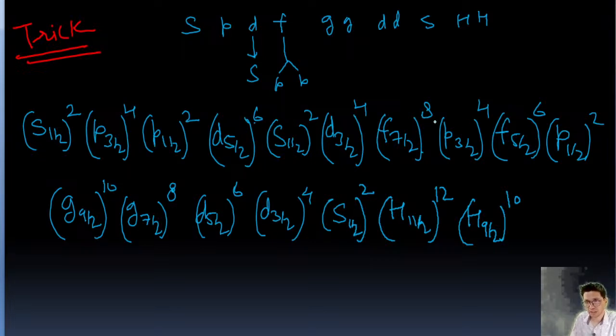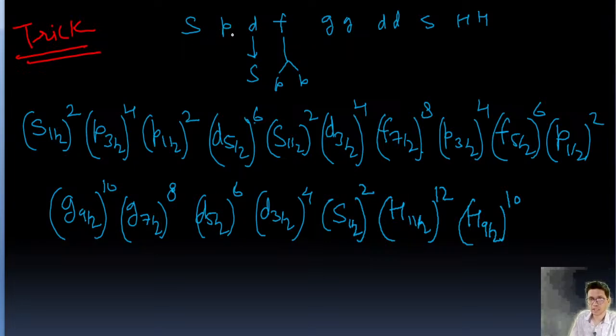For F, the total electrons are 14, so 8 6. Then if we talk about G, there are 18 electrons, then 10 8. The ratio will be 10 8. And for D that's 6 4, and for H there are 22 electrons, means 12 10. Okay, so this is the trick, guys.